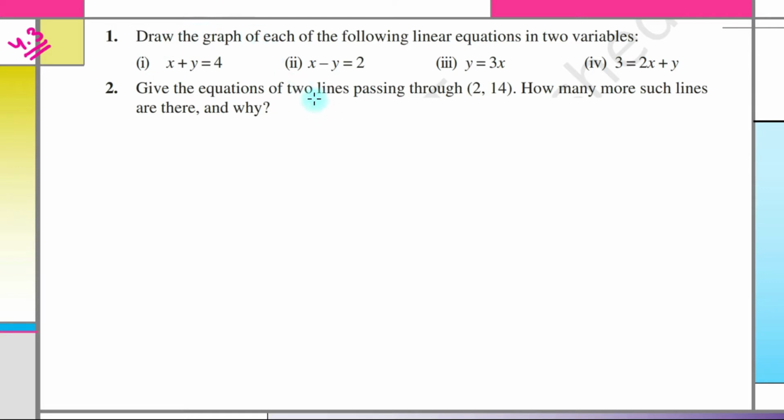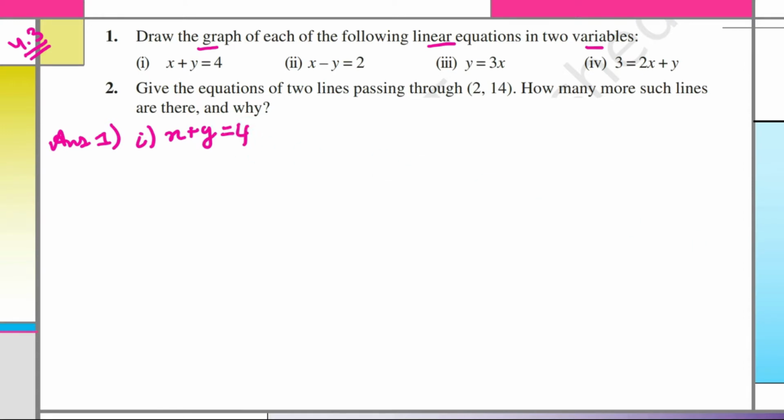The first question is asking us to draw the graph of each of the following linear equations in two variables. There are a total of 4 parts, and we have to draw the graph for each of them. Okay, my friends, now I will tell you how we can solve this question very easily. First of all, let's take the first part, which is x plus y equals 4.